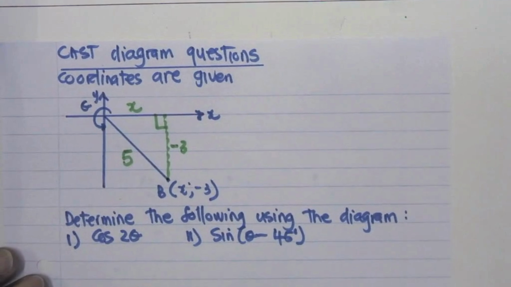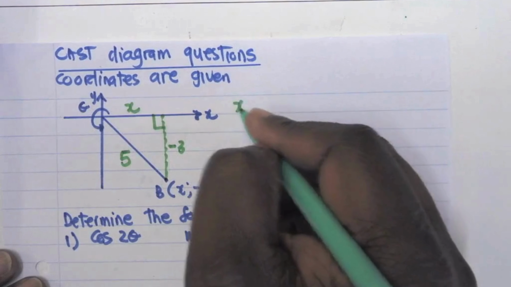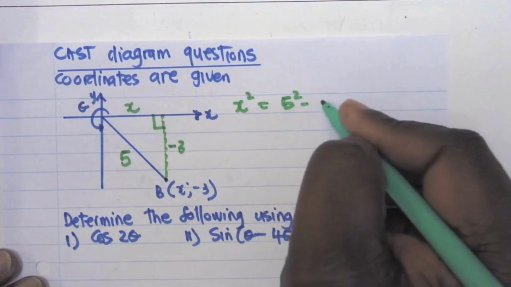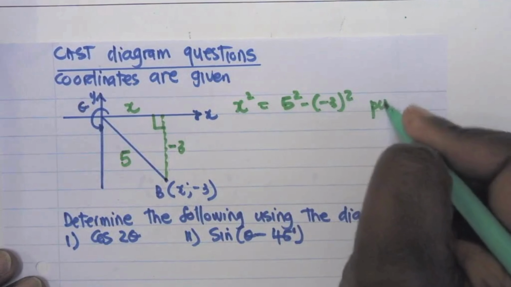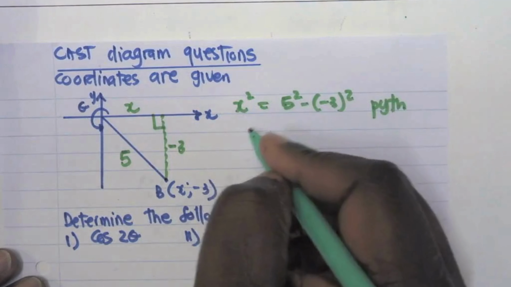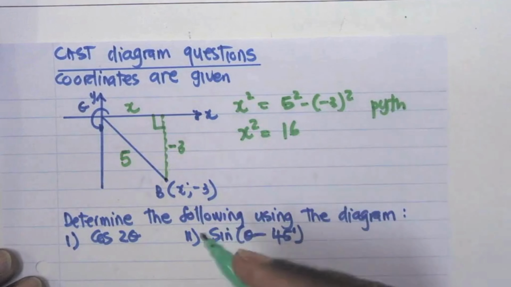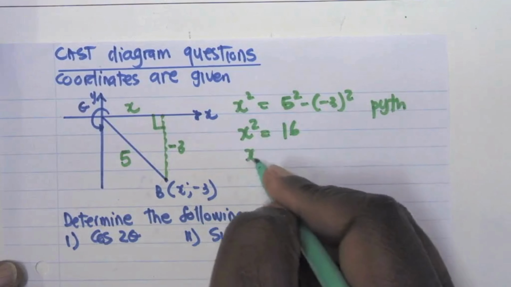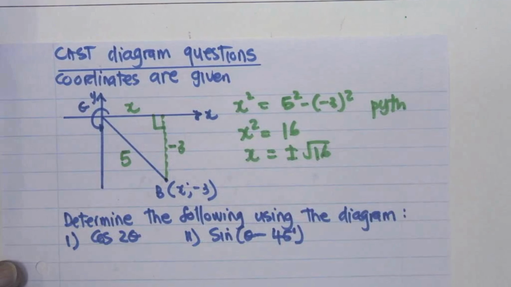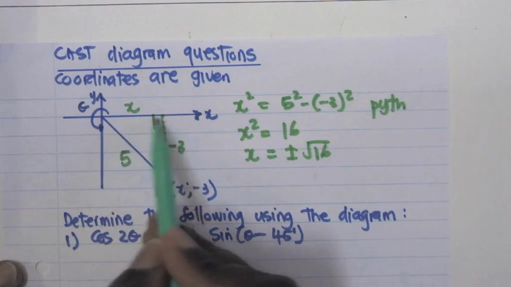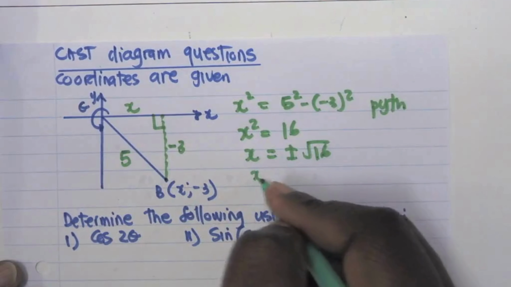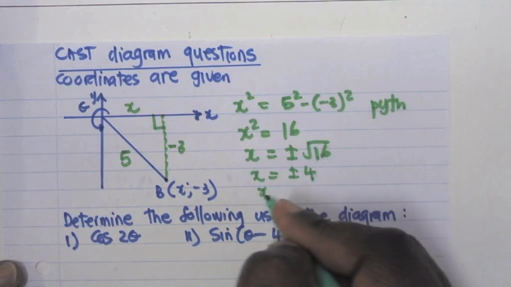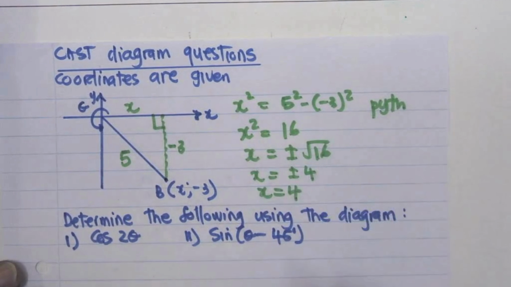I'm going to use the theorem of Pythagoras. So I'm going to write here, and if I simplify, I'm going to get, moving on, x equal to, but if I look at my diagram here, I only need the positive part of the answer. So I'm going to select x is equal to 4, and then I write it down on the diagram.